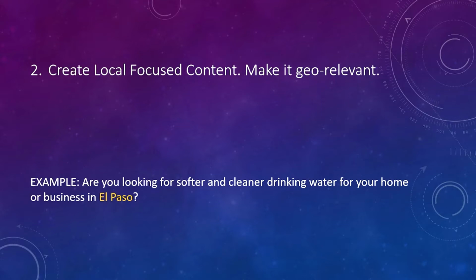All right, number two, create local focused content. Make it geo-relevant. Now, what does that mean? Well, for example, in your content, you could start off by saying, are you looking for softer and cleaner drinking water for your home or business in El Paso? Well, you want to geolocate it. You want to mention the city that you're trying to rank for. And you want to have some keywords in here. They don't have to be the exact match keywords. They can be similar to your keywords, like softer, cleaner drinking water, and so forth.